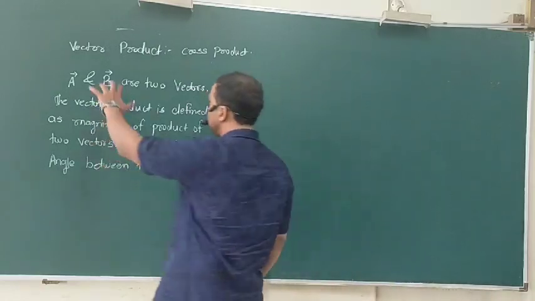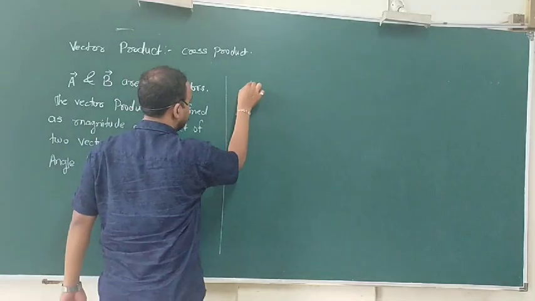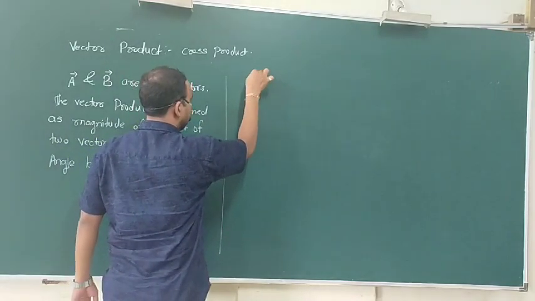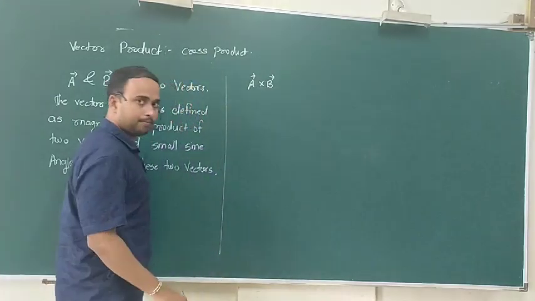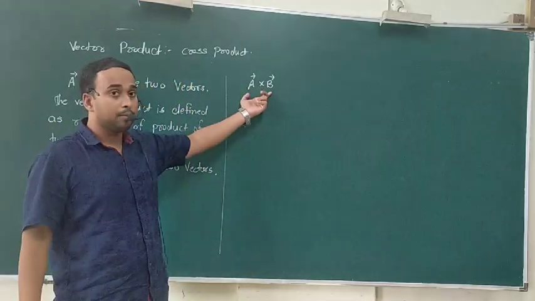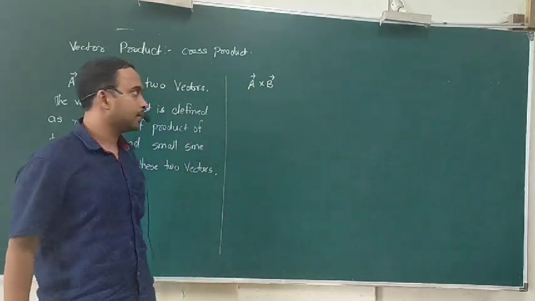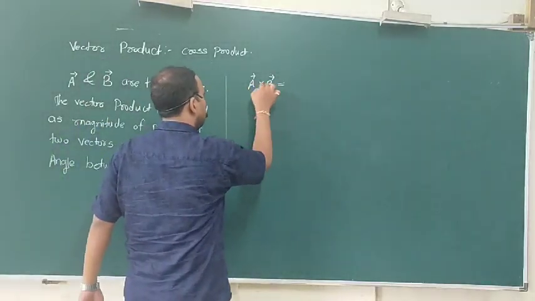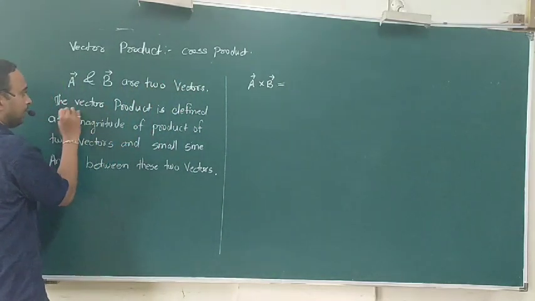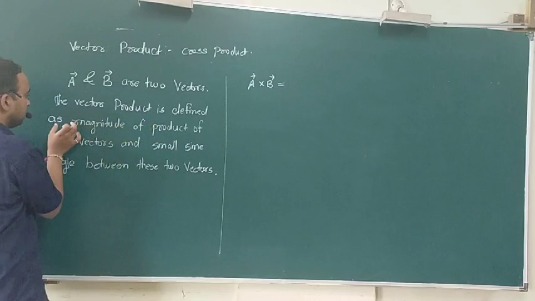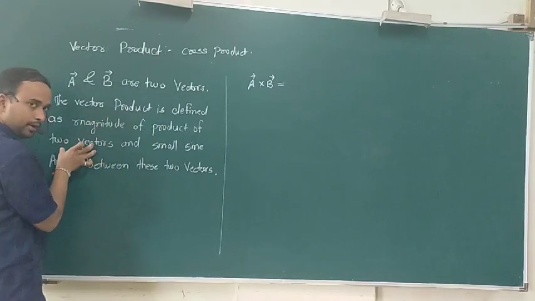Vector product can be denoted by a bar cross b bar, and the value of a bar cross b bar is equal to the product of the magnitudes of the two vectors and the sine of the angle between them.